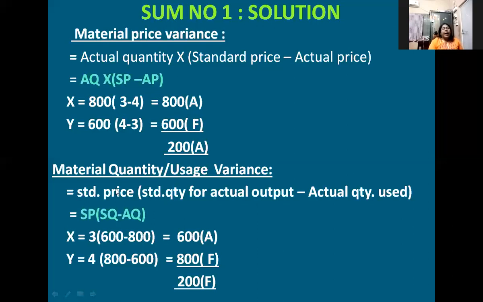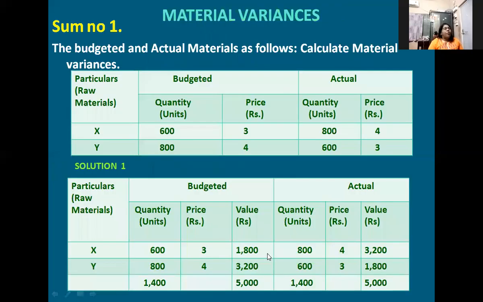And next, I made a calculation for the material quantity usage variance. As per the formula, standard quantity minus actual quantity within the brackets, and that answer is multiplied by the standard price. So for X, the standard quantity is 600 and the actual quantity is 800. For Y, the standard quantity is 800 and the actual quantity is 600.